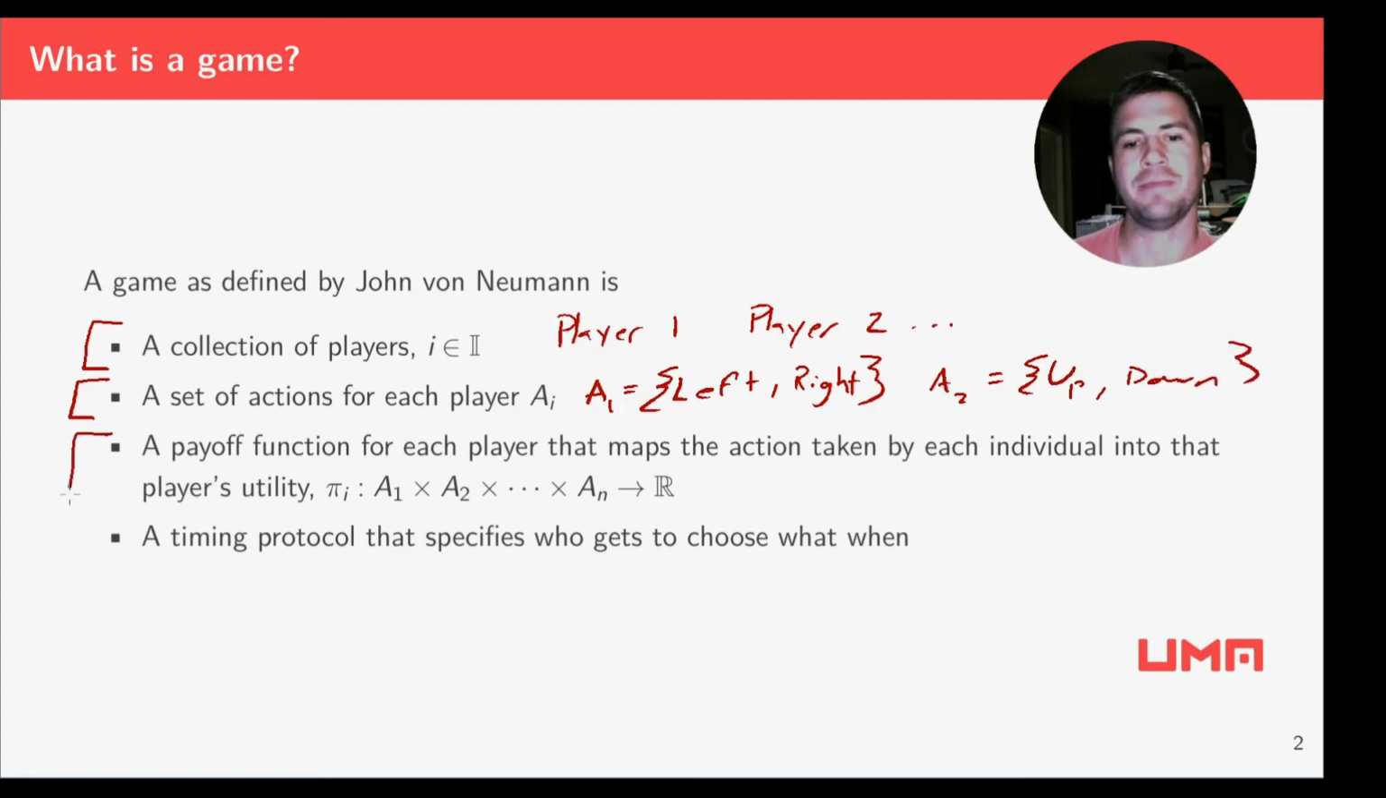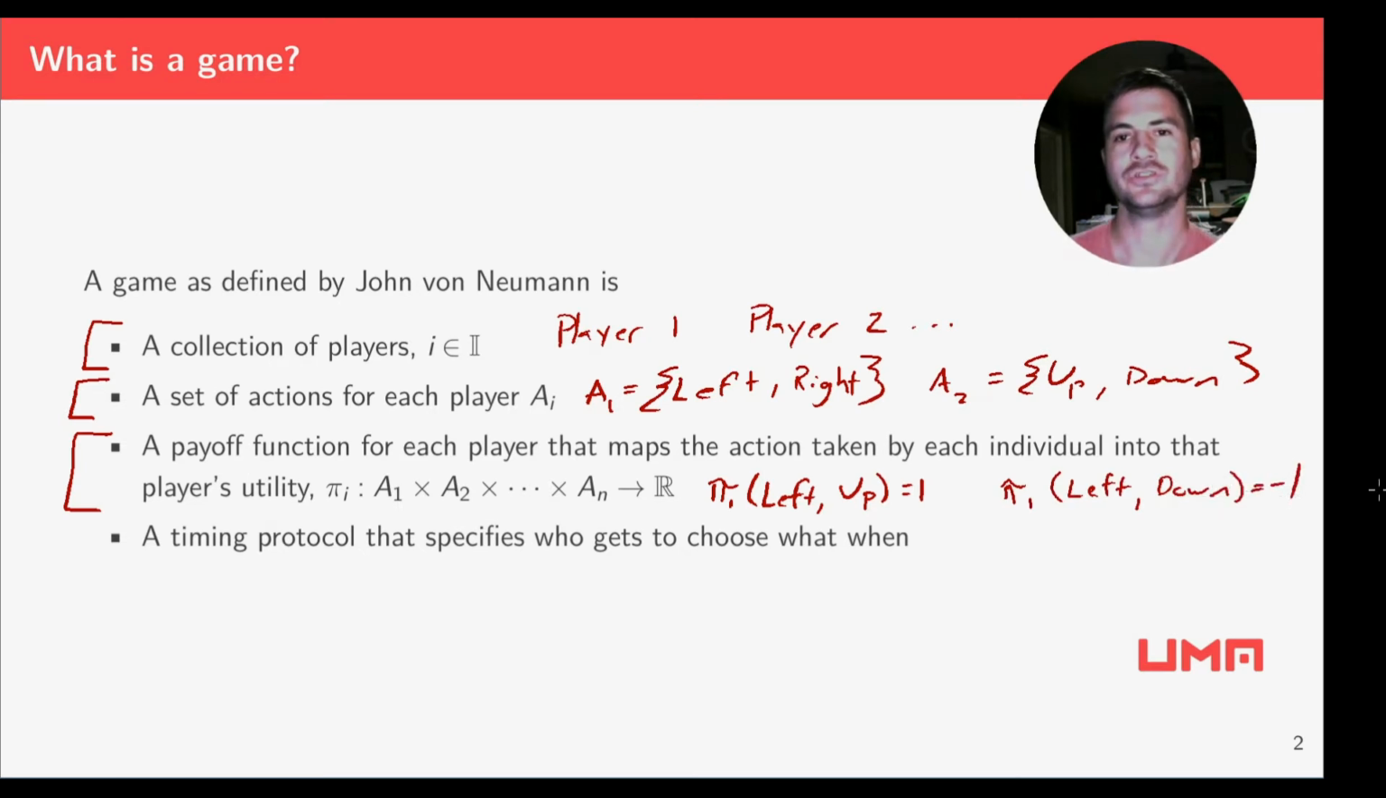Next, we need a payoff function, which is just some function that maps the actions taken by each player into that player's utility. So Alice's utility, when Alice goes left and Bob goes up, might be equal to 1. But Alice's utility, when she goes left, but Bob goes down, might be -1. So we just need to be able to specify what each person's payoffs are based on the entire set of actions taken.